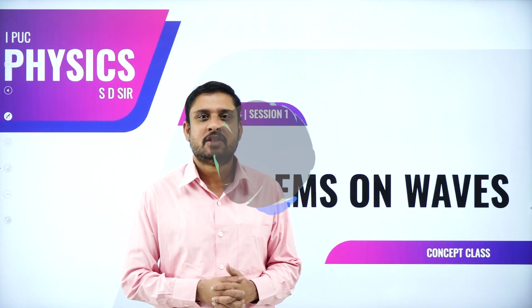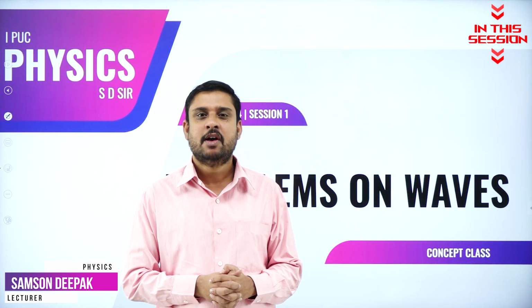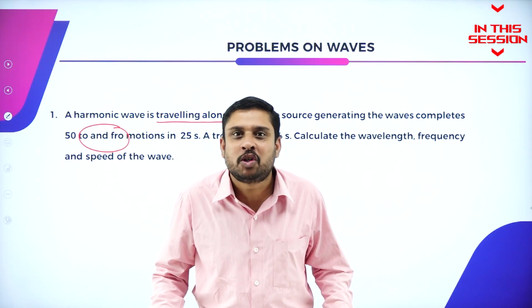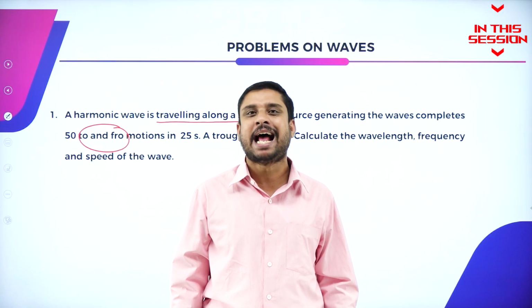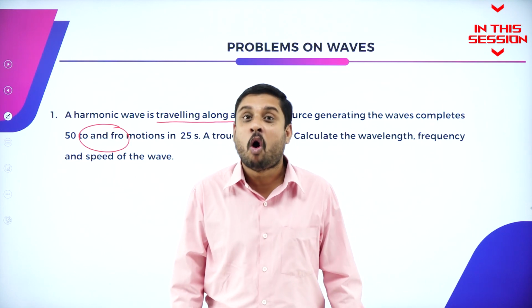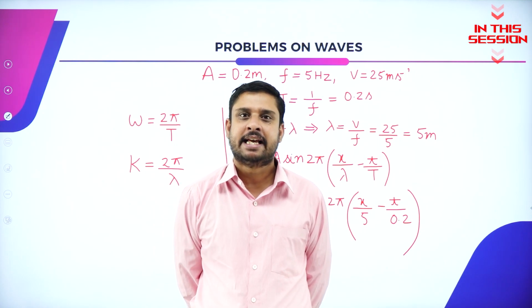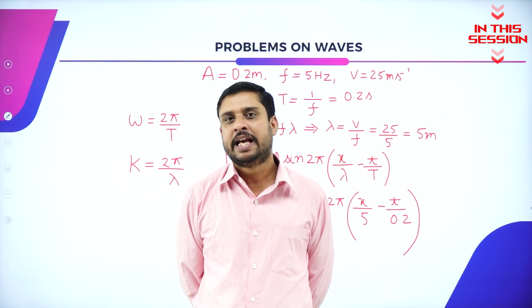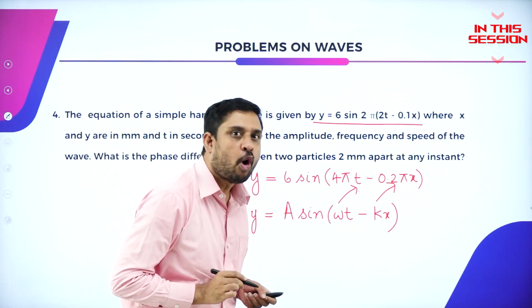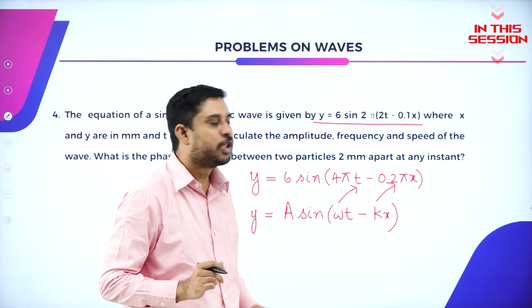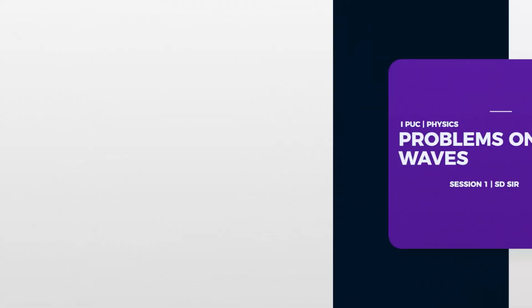We will be solving problems from the chapter waves. What do you call to and fro motion as oscillation? Substitute here, we get angular frequency and angular wave number. I'm also asked to find the phase difference between two particles.